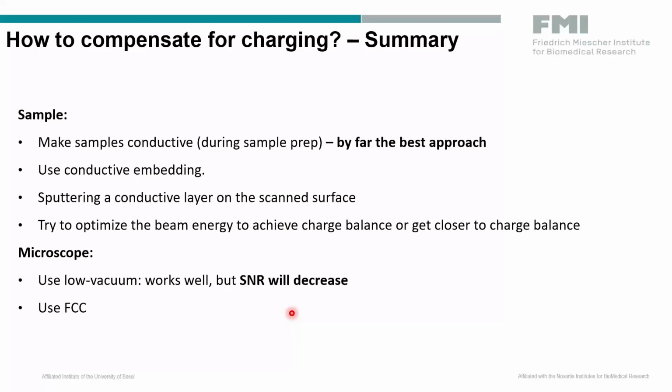And of course, you can always try to optimize the beam energy to achieve charge balance or get closer to charge balance. You can also act on the microscope level by doing the acquisition at low vacuum. That works well, but for the signal to noise ratio, you saw this is a no-go. And finally, since 2018, you have the possibility to get this focal charge compensation system from Zeiss, and that has solved a lot of issues for our samples.